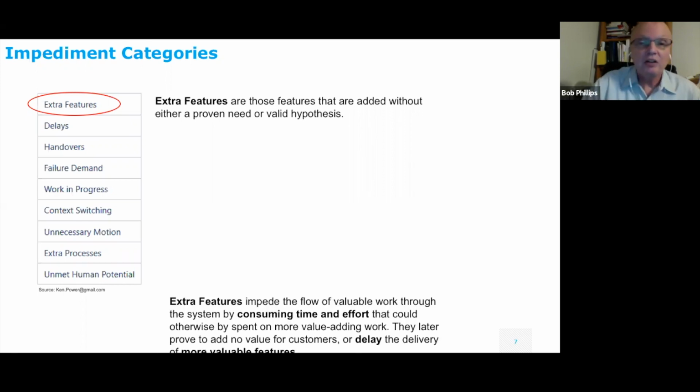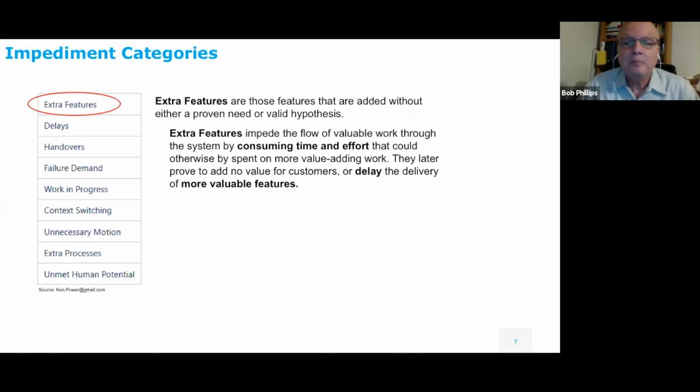So that's something that you have to keep in mind. And basically, on each of these, I give you the definition and then how it can actually be applied. What this is doing is taking time and effort away from the team doing what could be more important.